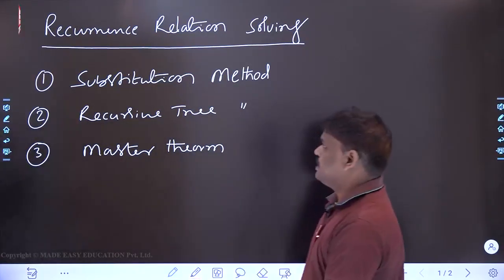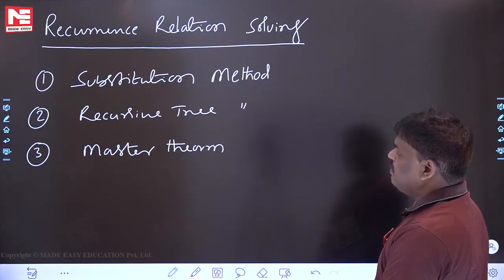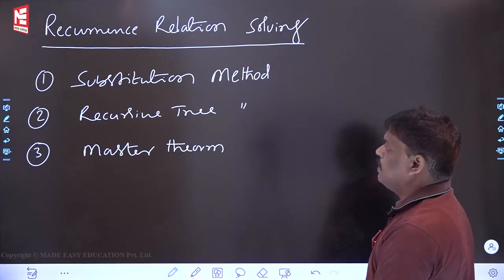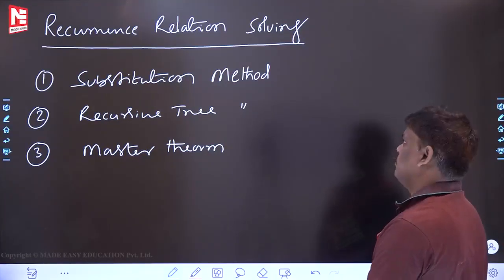If you want, you can see the recurrence relation solving. We have three methods: substitution method, recursive tree method and master theorem. These are the three ways to solve the recurrence relation.